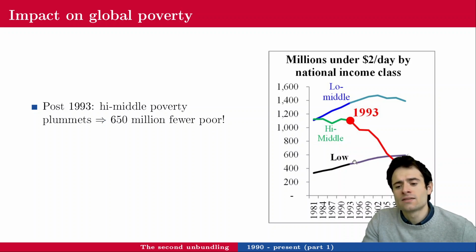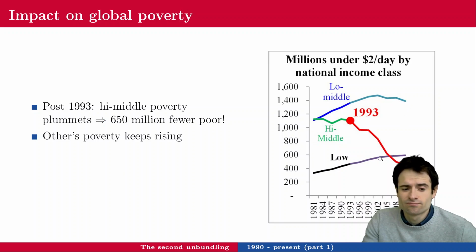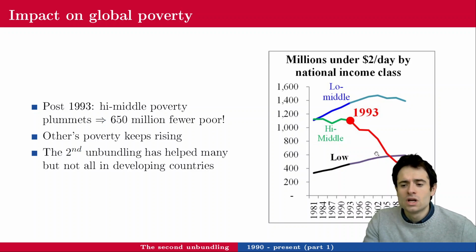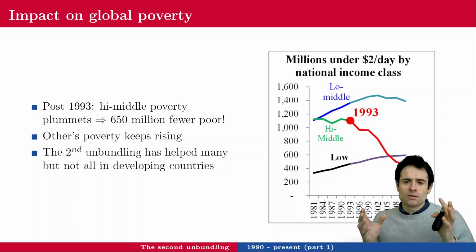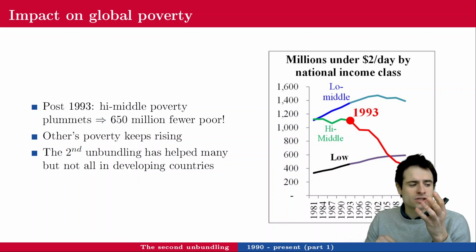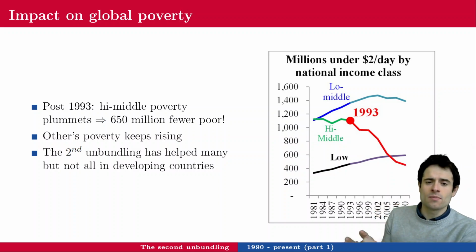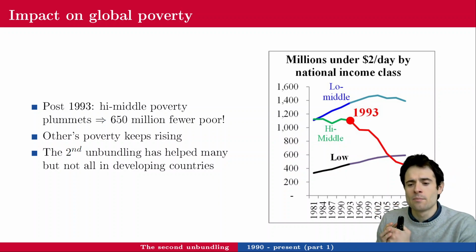However, if you look at low income countries and low to middle income countries, the number of poor people actually increased a bit. So the second unbundling reduced poverty as a whole, but again, there are some winners, there are some losers. Not everybody benefited from this second unbundling.